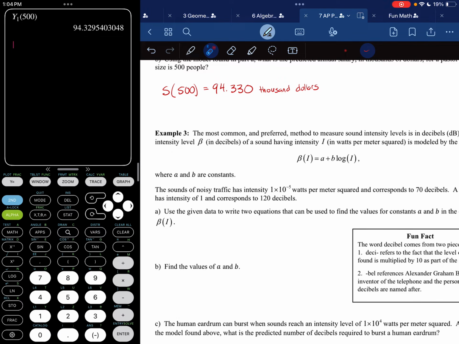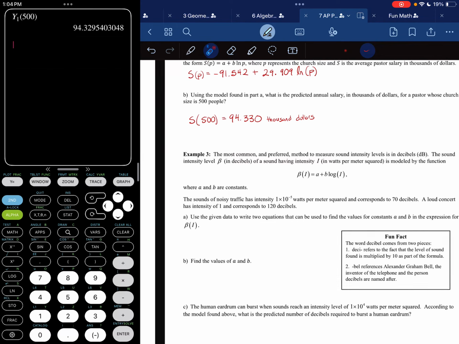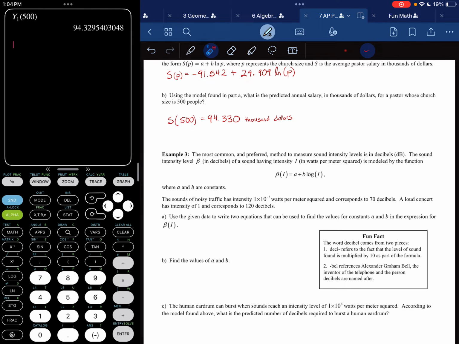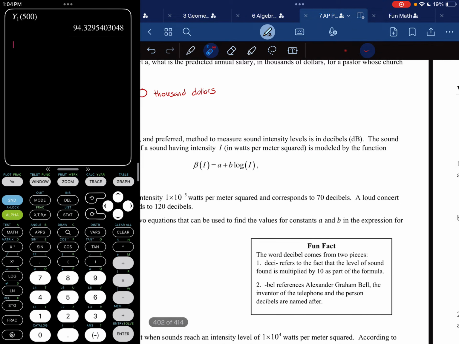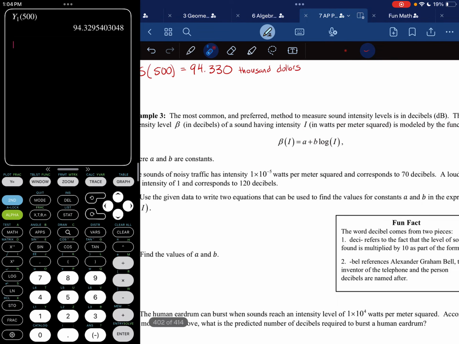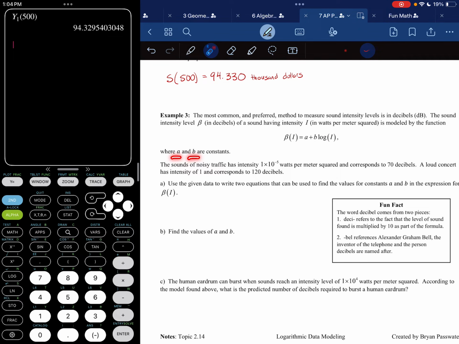All right, what do we got for example B? Oh, look at that Greek letter beta. What do we got here? The most common and preferred method to measure sound intensity levels is in decibels. Yeah, you guys have all heard of that. The sound intensity level, beta, is in decibels, for a sound having intensity I, in watts per meter squared, interesting unit there, modeled by that function right there, cool. And A and B are constants. I'm guessing we're going to have to find A and B on this question.